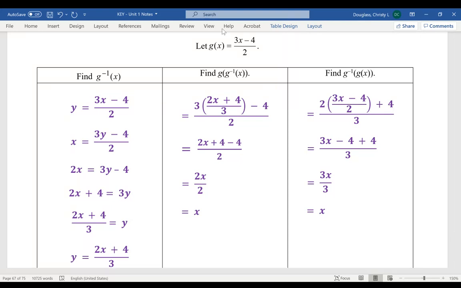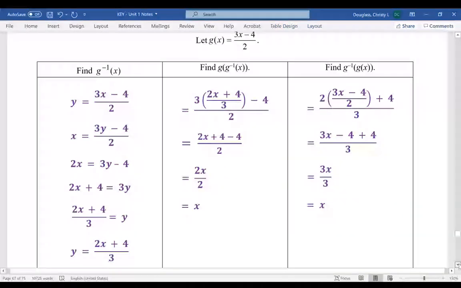Let's start by finding the inverse of this function g of x. First, I rewrite it, except in place of g of x, I put y, so that in the next step, I can switch x and y. Now I will work to solve for y. The first thing I want to do is get rid of that divided by 2, so I multiply both sides by 2. Then I add 4 to each side, and I'm almost there. I just need to divide both sides by 3. Now y is isolated, and this is the inverse of g.